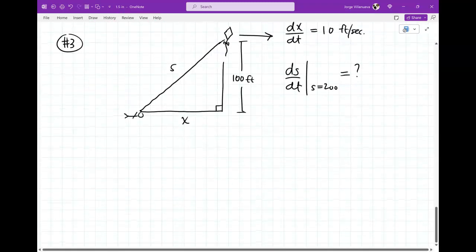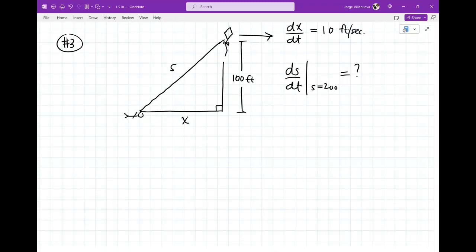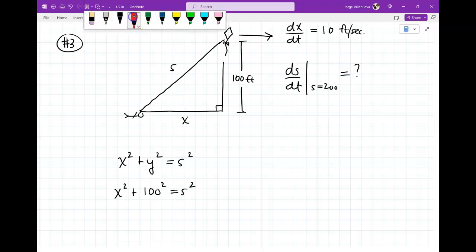So I see a triangle here, right? Did they mention anything about area for this? Like, are they saying the area is changing or decreasing? No, right? So that means I can't use area equals half base times height. That's not going to help me. So this is a triangle, so let's try the Pythagorean theorem. I would use x squared plus y squared equals s squared, but I know that y is not changing. So x squared plus 100 squared equals s squared.